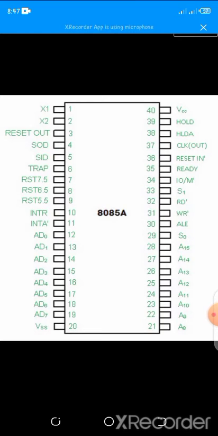Next is RST 7.5, RST 6.5, RST 5.5 and INTR. These are related to interrupts.